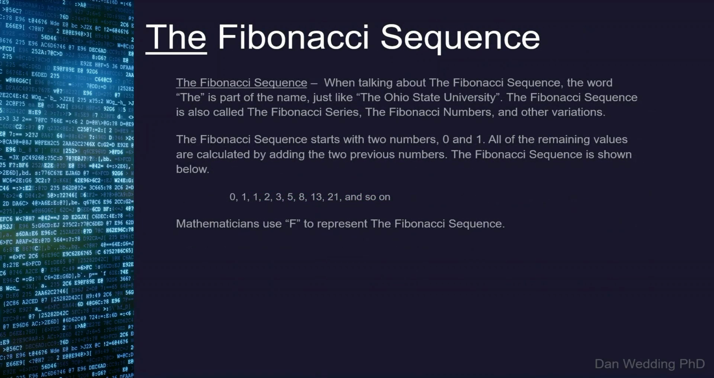When talking about the Fibonacci sequence, the word "the" is part of the name, just like The Ohio State University. The Fibonacci sequence is also called the Fibonacci series, the Fibonacci numbers, and other variations. The Fibonacci sequence starts with two numbers, 0 and 1. All of the remaining values are calculated by adding the two previous numbers. The Fibonacci sequence is shown below. Mathematicians use capital F to represent the Fibonacci sequence.